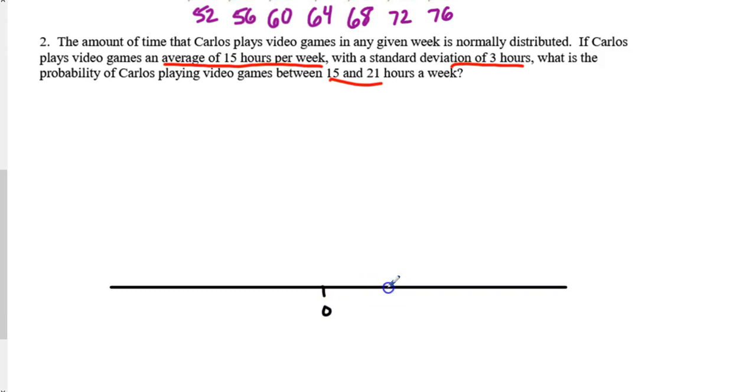Okay, we said on a normal model the mean is 0. And then I'm going to mark out 1, 2, and 3. I'm going to try to make these evenly spaced. Do your best. And I don't need to go much beyond 3, remember, because that's 99.7. It's pretty much everything.